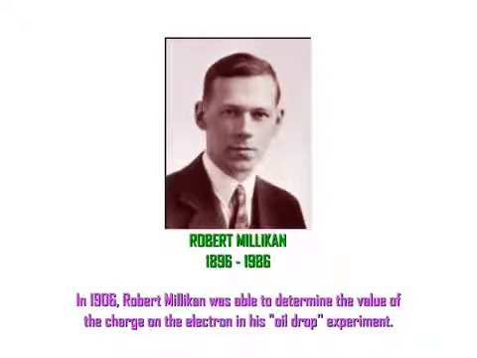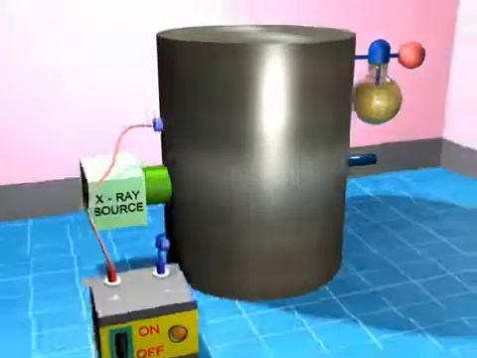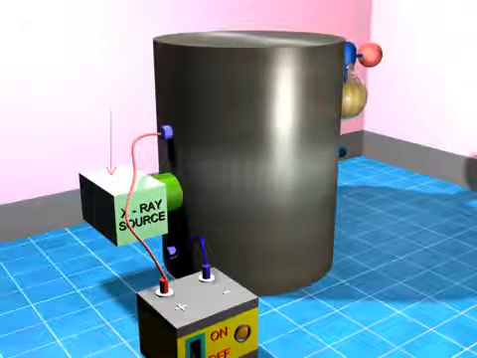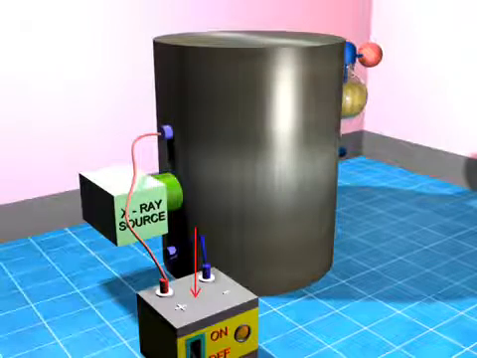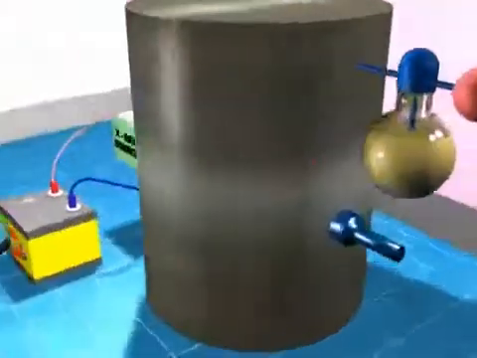In 1906, Robert Millikan was able to determine the value of the charge on the electron in his oil drop experiment. A schematic of his experiment is shown here. It has an X-ray source placed over here and a high DC voltage source over here, capable of providing potential difference ranging up to 10,000 volts.